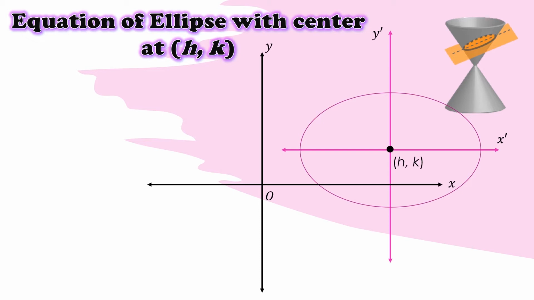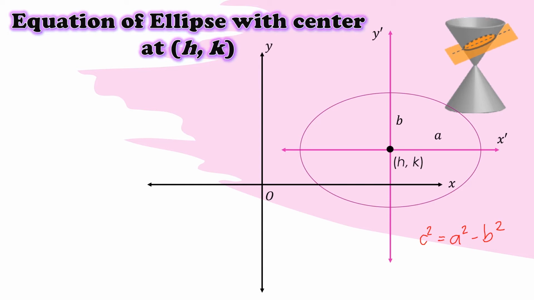Here, we see that the major axis of the ellipse is now parallel to the x-axis, and the distance between the center and the vertex is a units. Also, the distance between the center and a co-vertex is still b units. The relationship between a, b, and c is still c squared is equal to a squared minus b squared, where c is the distance between the center of the ellipse and a focus.